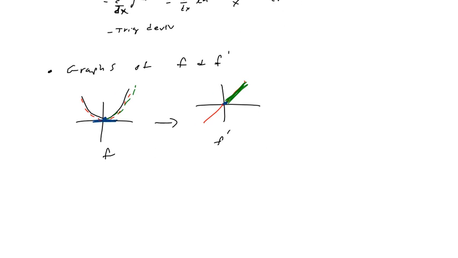And if I give you a graph of a derivative, if this is f prime, let's say I have a derivative that looks like that, what does the original graph look like?